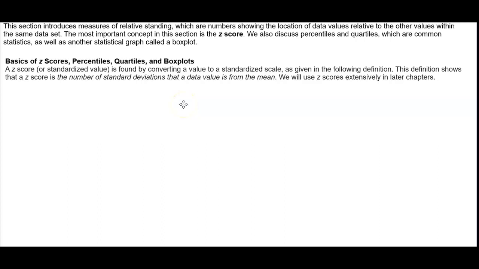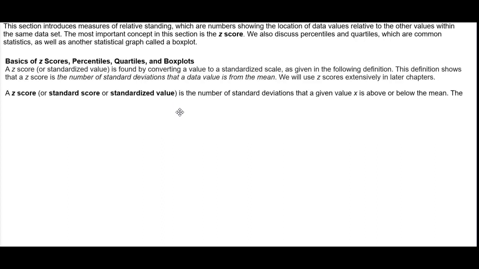Now, a z-score, or standardized value, is found by converting a value to a standardized scale as given in the following definition. This definition shows that a z-score is the number of standard deviations that a data value is from the mean. We will use z-scores extensively in later chapters.